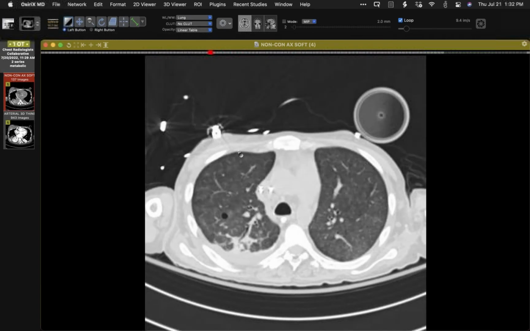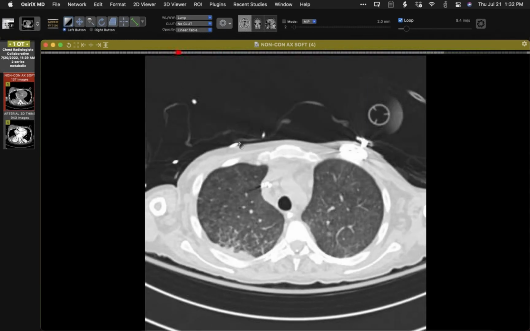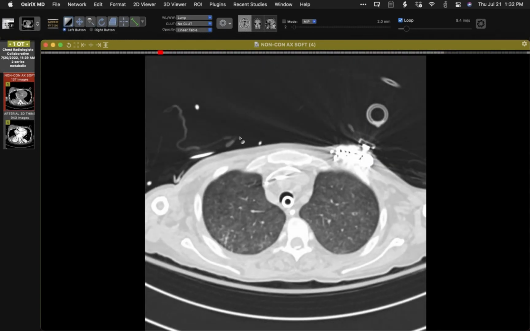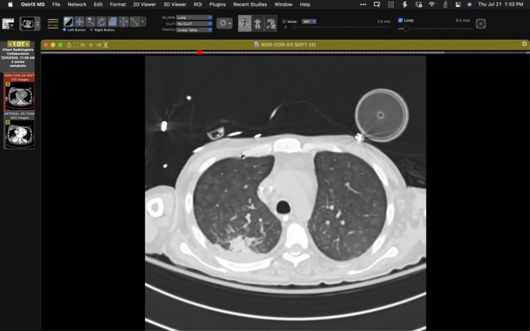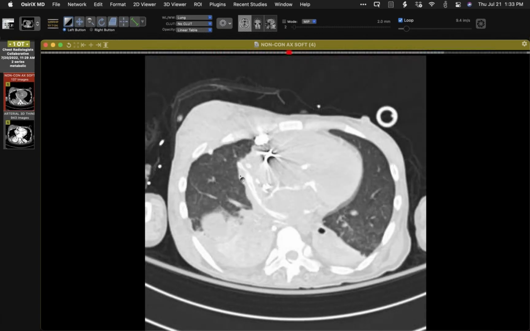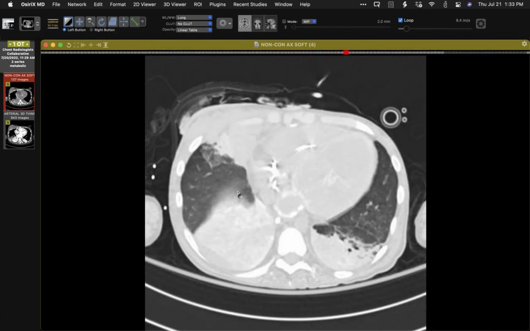This appearance up here is pretty typical. These geographic ground glass attenuating, diffuse, lobular, centrilobular opacities of so-called metastatic pulmonary calcification throughout the lungs.